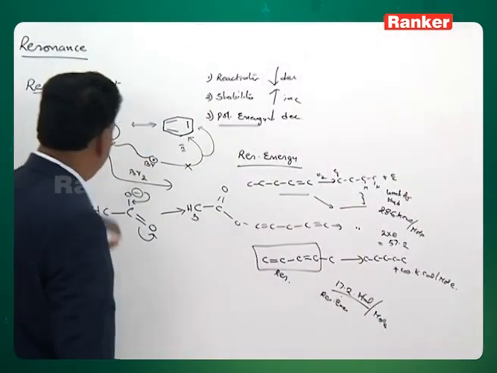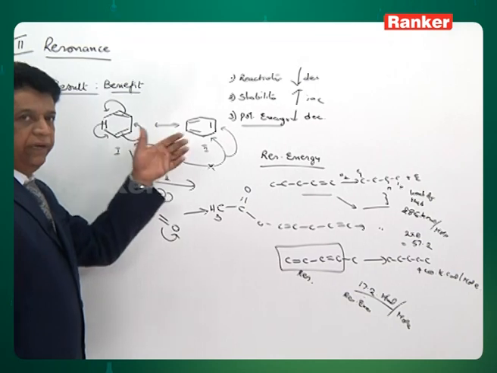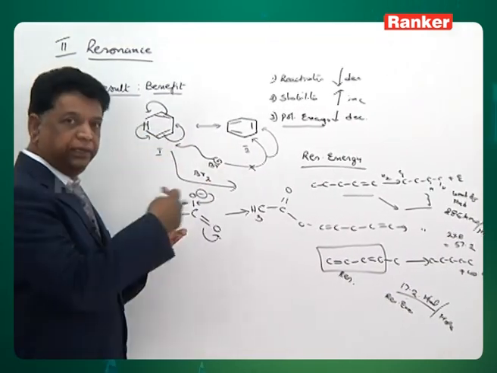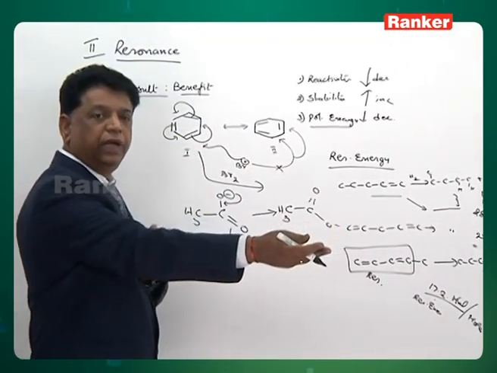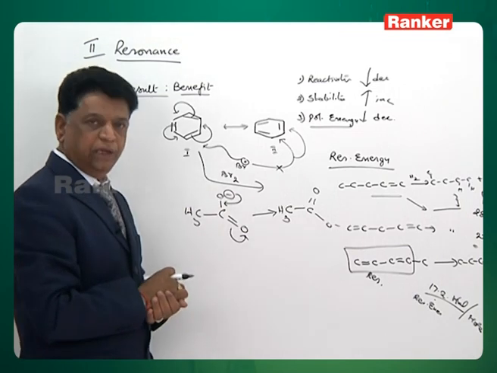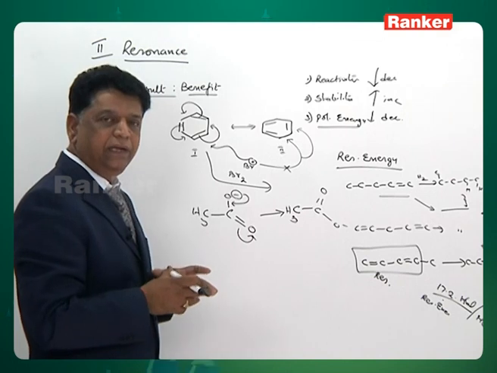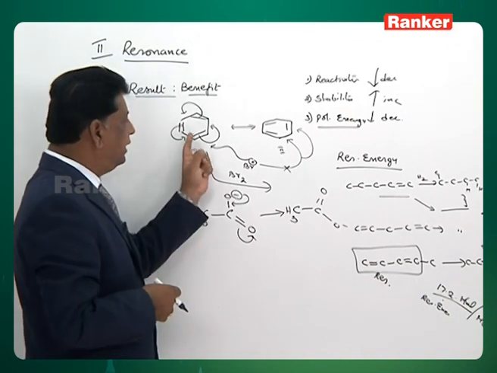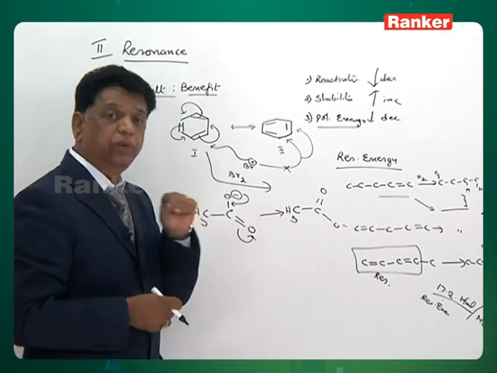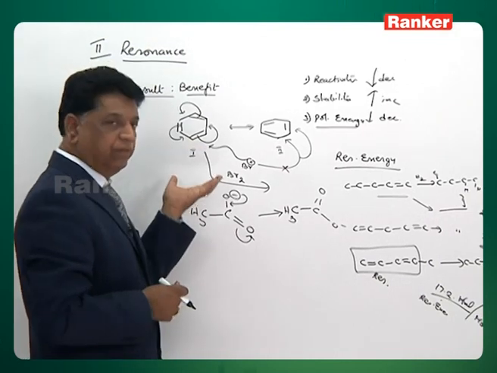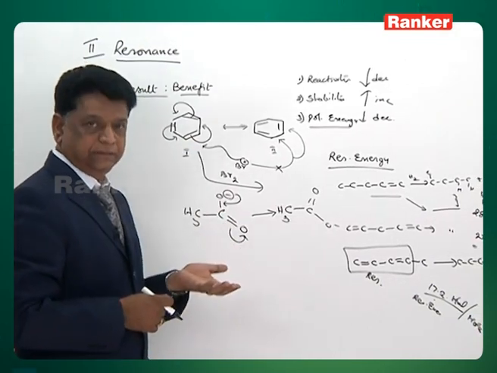Like that, one double-bonded cyclohexene gives 28.6. For three double bonds, 3 into 28.6 is supposed to be obtained, but benzene gives only 49 kilocalories. That shows 36 kilocalories is less liberated. That 36 must have been liberated when benzene underwent resonance. Therefore the resonance energy of benzene is calculated as 36.